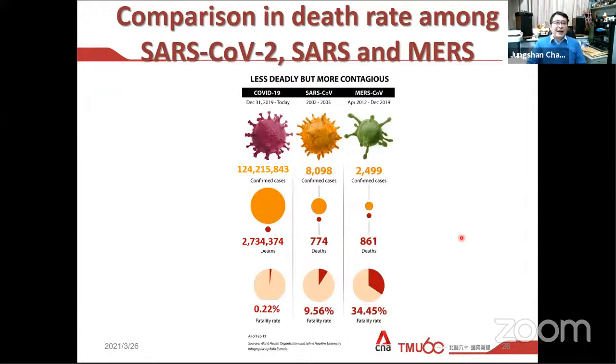And look at the death rate and the case. Okay, look at the first one, SARS. More than 8,000 people suffered in this disease, and 774 individuals passed away due to the SARS. Mortality rate is 9.5%. And for the MERS, probably around 2.5 thousand cases were reported at that time, and 861 reported deaths. And the mortality rate is much higher among the 3 coronaviruses, 35%.